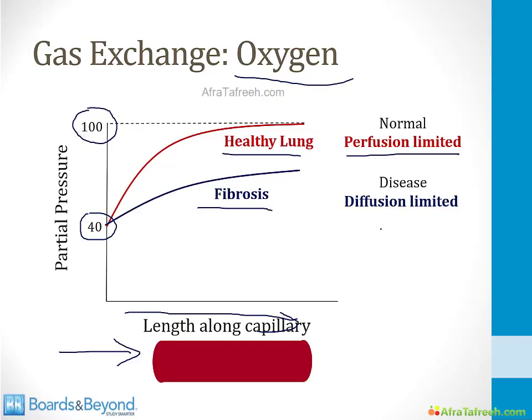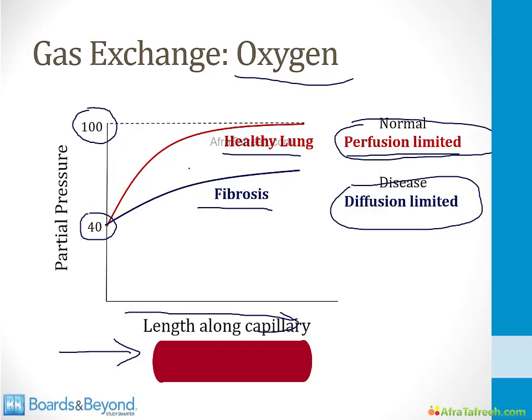And this happens because oxygen switches from being perfusion limited to being diffusion limited, and therefore it never equilibrates with the alveoli. The partial pressure of oxygen when it leaves the lungs, in other words, when it leaves the pulmonary capillaries, will not be 100, it will be some value lower than that, and that represents hypoxemia.